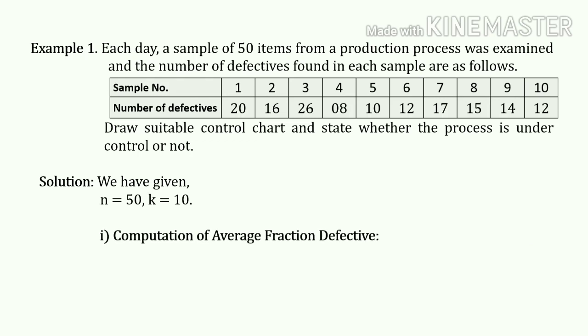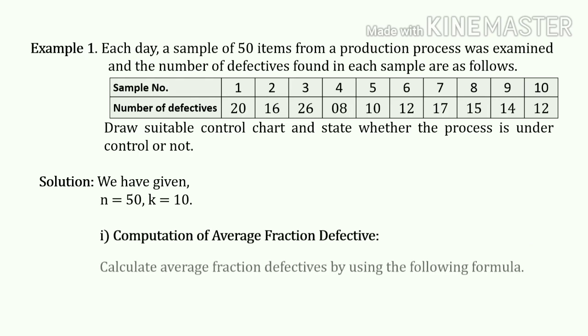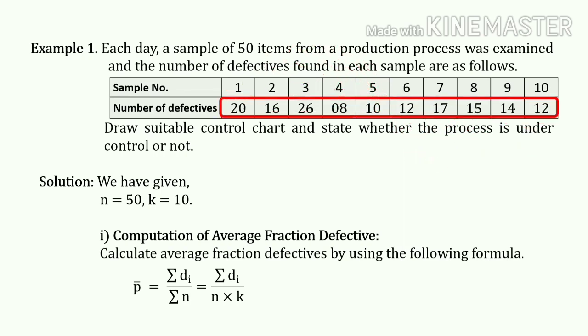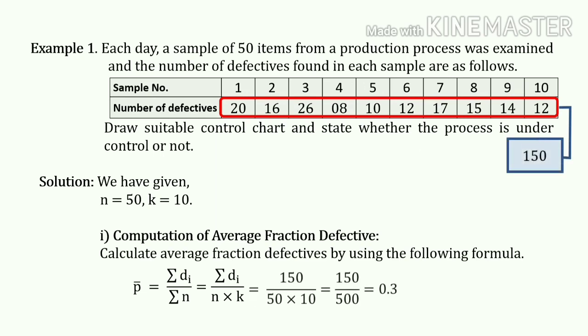computation of average fraction defective, that is P bar. So calculate average fraction defective by using the formula P bar is equal to summation Di divided by summation N, that is equal to summation Di divided by N into K. In this example, the sum of all Di's, that is sum of defectives, is 150. So 150 divided by 50 into 10. So 150 divided by 500, that is 0.3. 0.3 is value of P bar.